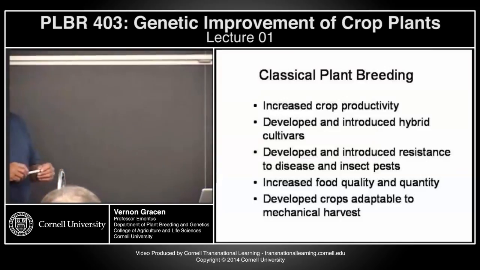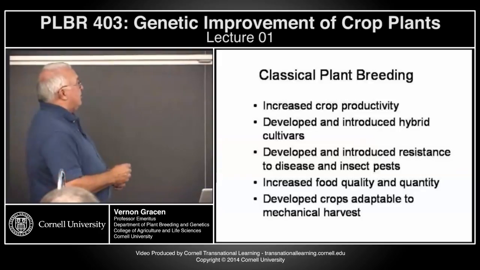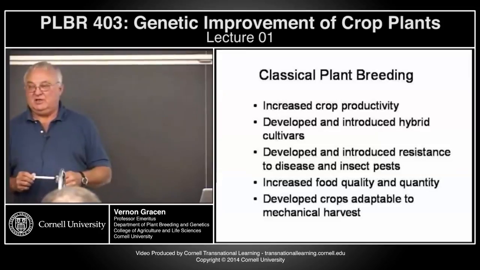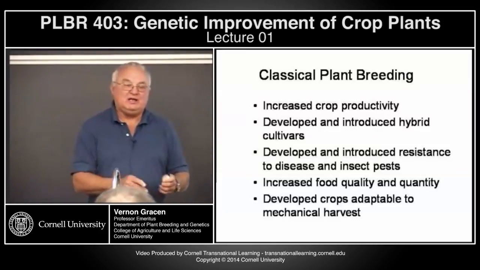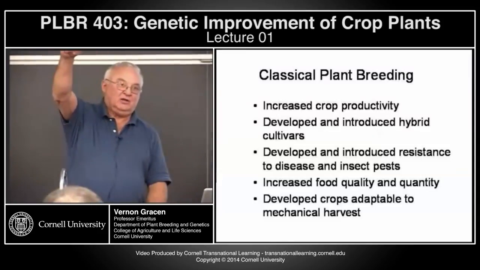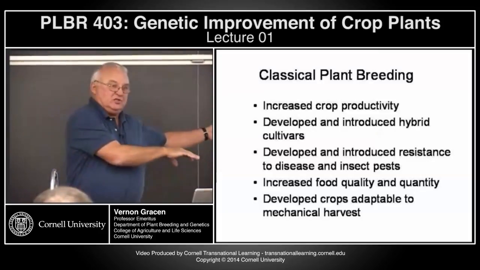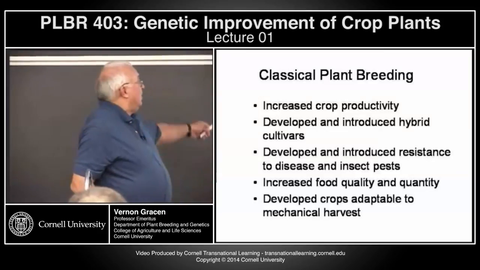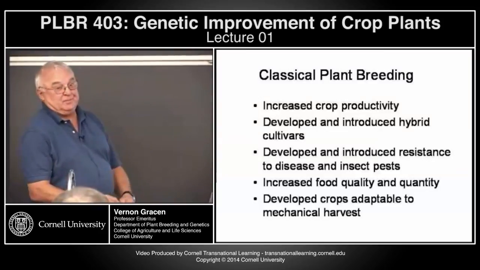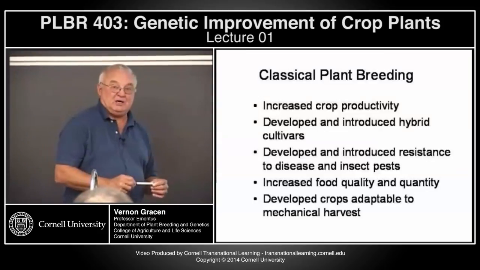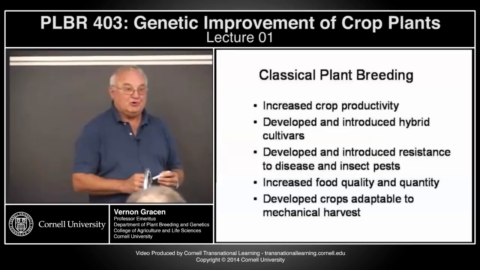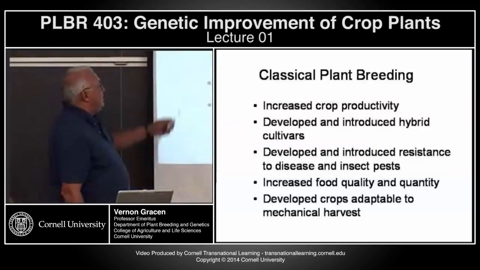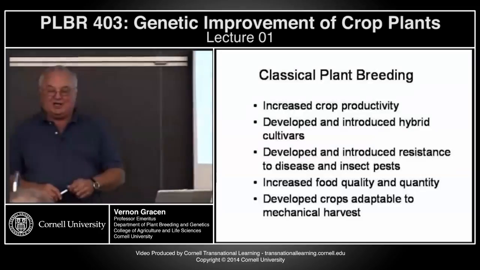So what has classical plant breeding done over the last 100 years? It's increased crop productivity, dramatically increased productivity at a rate that is exponentially higher than what happened the previous 10,000 years through farmer selection. They developed and introduced hybrids. And we'll have an entire lecture on hybrids and the concept of heterosis and hybrid vigor. Developed and introduced resistance to diseases and insect pests.